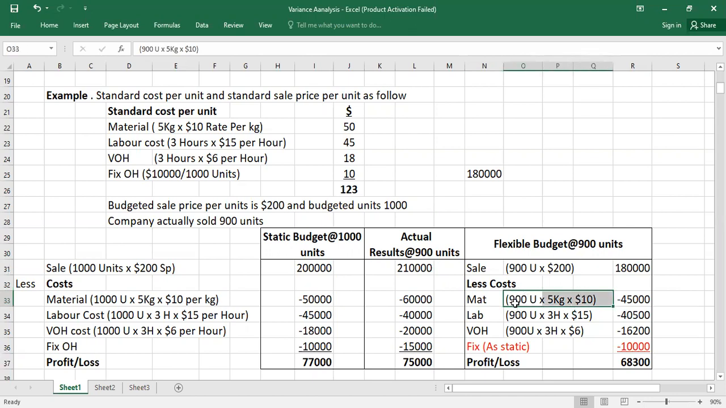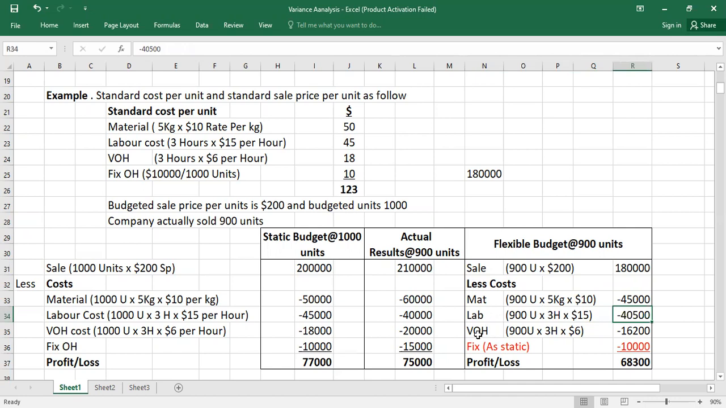We will take 900 units, which are actual units, multiply by 5 kg, which is the standard data you can see here, multiply by $10 for each kg. This is also standard data. If you multiply, you will get cost of material of $45,000. Now we also need to subtract cost of labor. We will take actual units, which are 900, multiply by standard cost data, which is 3 hours times $15. If you multiply, you will get cost of labor of $40,500.